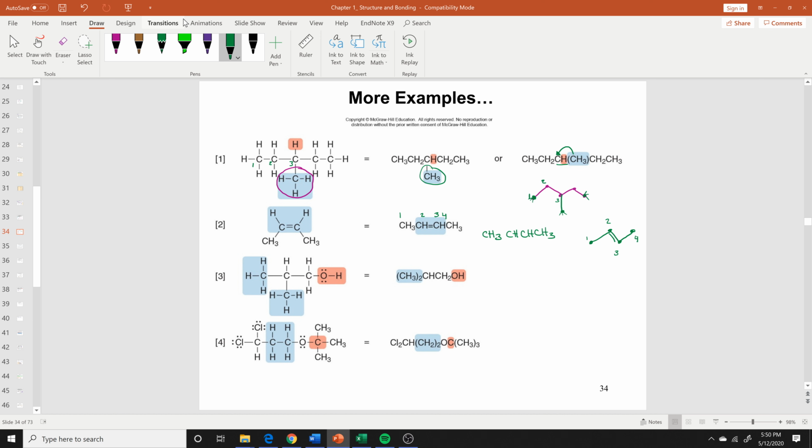If you have a heteroatom, normally with heteroatoms we show the lone pairs in the Lewis structure or the structural formula, but you don't have to show them in the condensed or the skeletal.